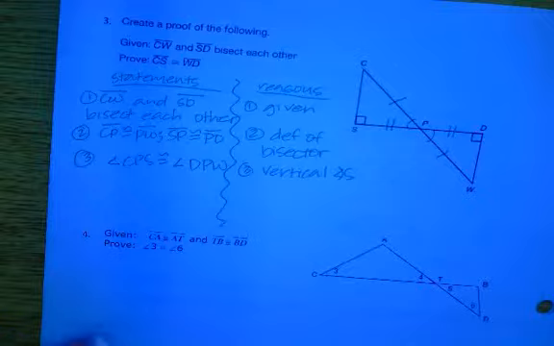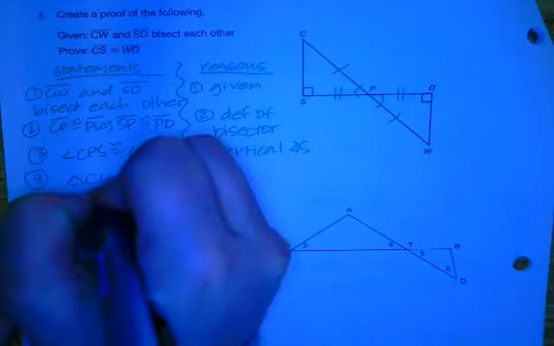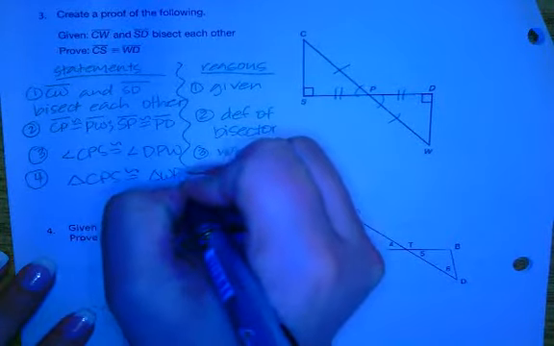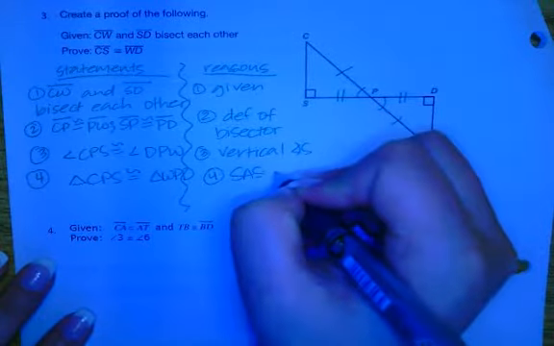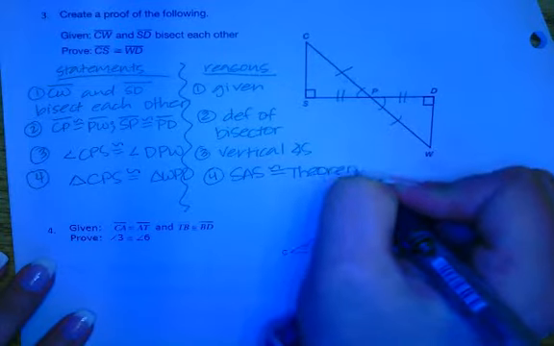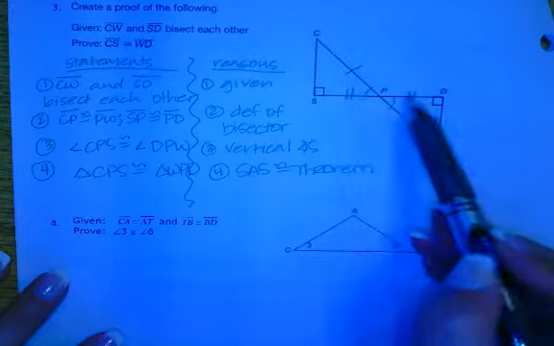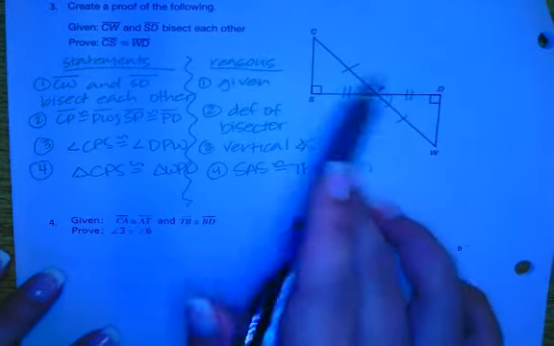Side angle side would prove that your triangles are congruent. What else could you have used? Hypotenuse leg, because you have the hypotenuse of both and a leg of both. And then obviously our right angles.